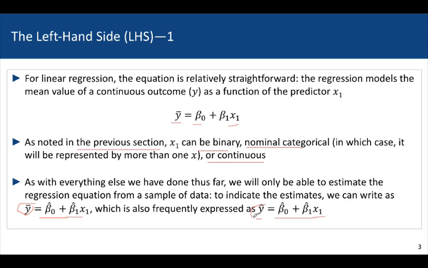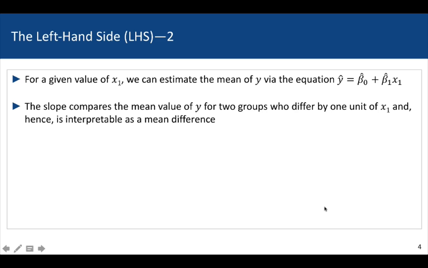So we're estimating the mean of y as estimated intercept plus an estimated slope from our sample of data times our predictor value. And so for any given value of x1, we can estimate the mean of y via the equation y hat equals beta naught hat plus beta 1 hat x1. We just plug in our value of x1 to this equation and we'll get an estimated value of the mean of y. And the slope compares the mean value of y for two groups who differ by 1 unit of x1. And since we're estimating means of y, this slope is interpretable as a difference in means between two groups who differ by 1 unit of x1.